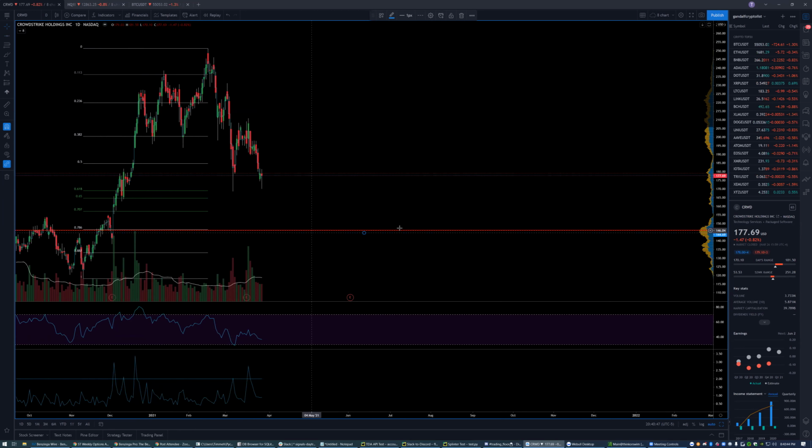So 144.69 would be an ideal entry. It would be a 0.786 solid entry. I don't usually take those entries, but if it has confluence with a level like this, like a gap fill, I would buy Crowd with both hands at 145.